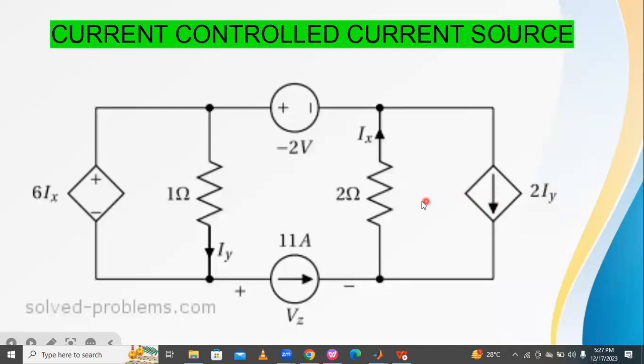In this circuit, there are two different types of dependent sources: a current controlled current source and a current controlled voltage source. This is 6Ix, where Ix depends upon this 2 ohm resistor. If the resistance changes, this 6Ix also changes. That's why it is called a current controlled voltage source. If IY changes, this current also changes. That's why it is called a current controlled current source.